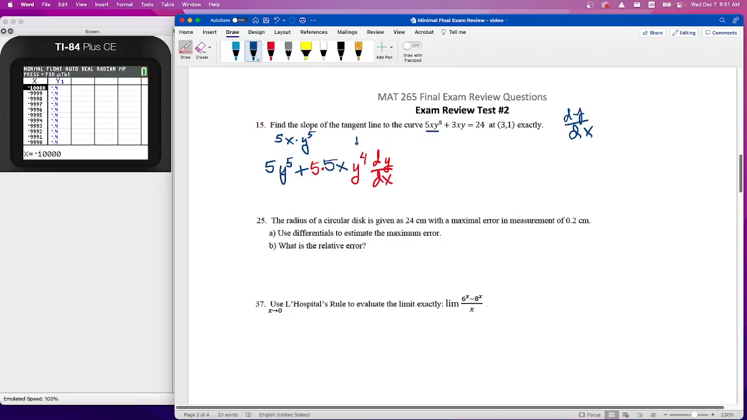For the second part, we've got this 3xy. We do the same thing. We have to use a product rule. So then we're going to have this plus derivative of x is 1, so we get 3y. Derivative of y is 1 dy/dx. So the other part of the product rule, we get 3x dy/dx. Maybe I should have changed colors, but I didn't. And then the derivative of 24 is 0.